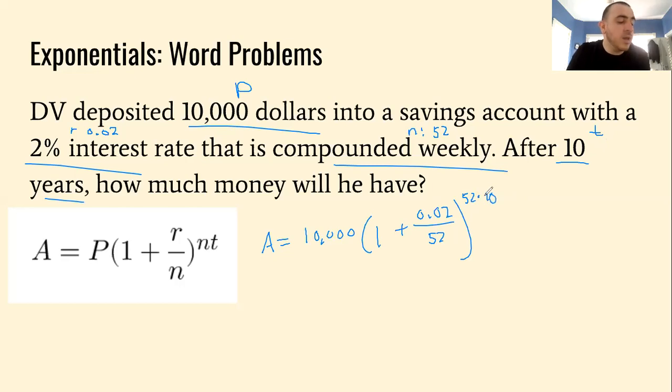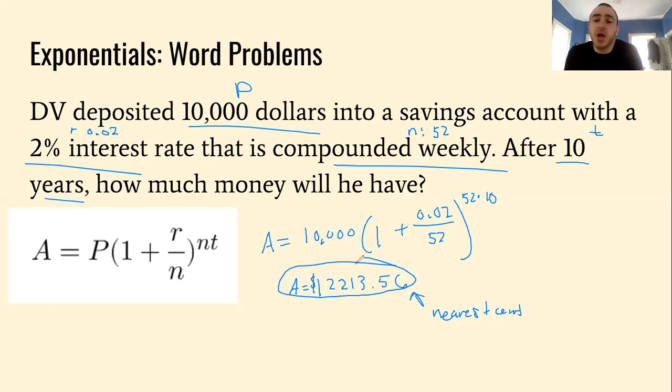If you do this on your calculator, the trick is making sure your parentheses are rock solid, because you can easily get a wrong answer. When you're solving it, you should be able to use your logic a little bit. My answer should be greater than 10,000, but not some crazy number. Once you do all of this out, the final answer is going to be $12,213.56. Just make sure you're rounding to the nearest cent. All right, so that's important.